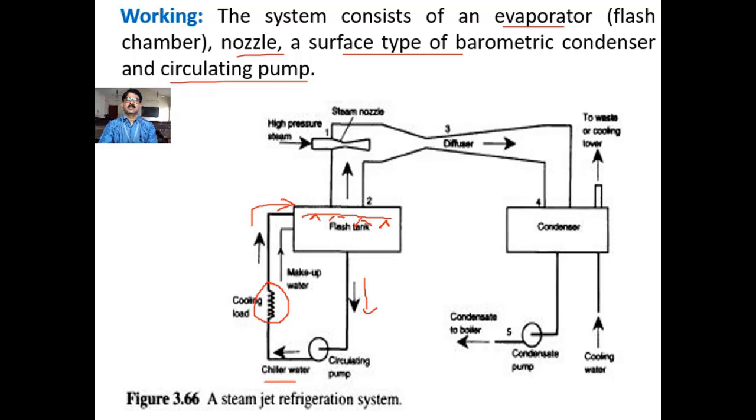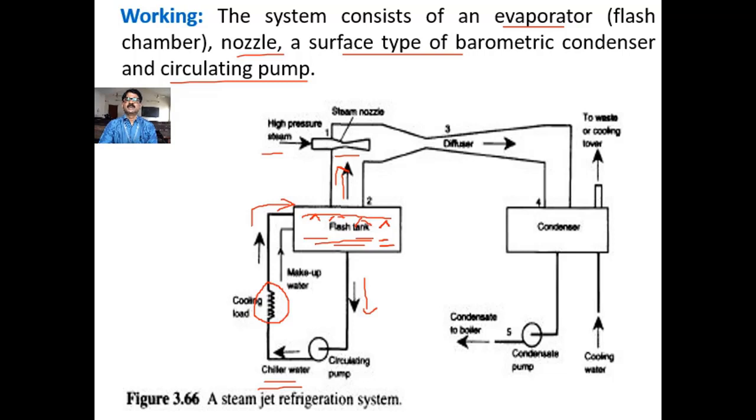In the meantime, high pressure steam is passed through a steam nozzle here. When high pressure steam passes through the steam nozzle, the pressure reduces or vacuum is created, which makes more water evaporate, and that evaporated water passes in the upward direction from the flash tank. It carries the latent heat of water, so the water temperature in the flash tank gets reduced, or the water gets cooled. You get chilled water, which can be supplied as the working substance to reduce the heat of the cooling load or the AC plant.